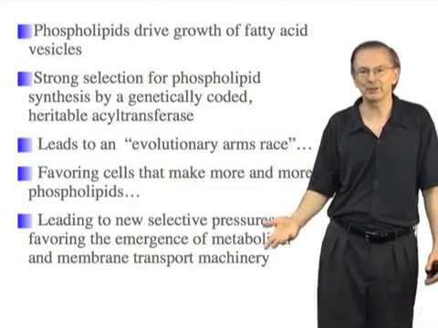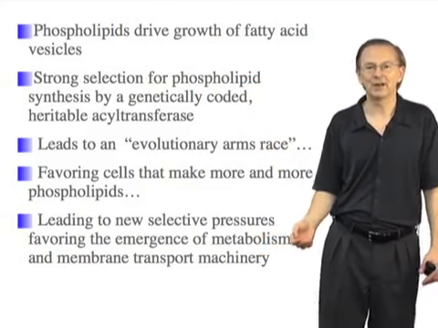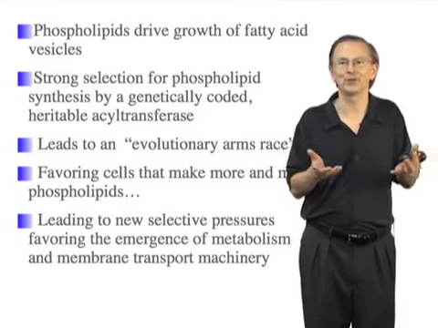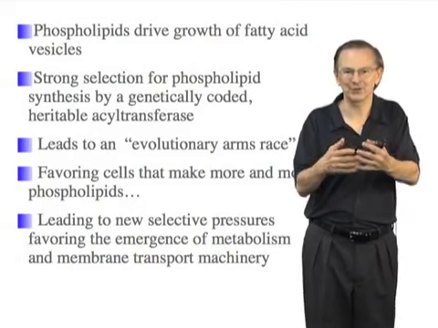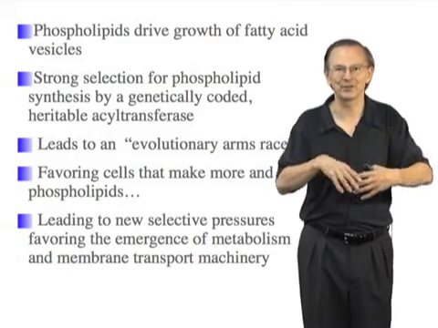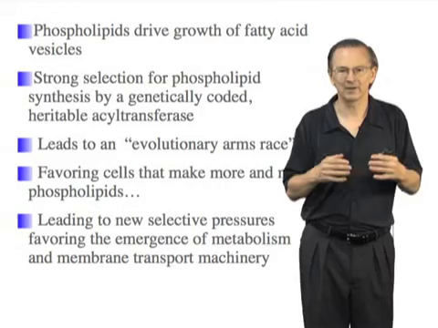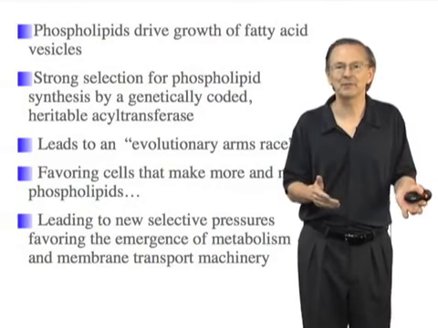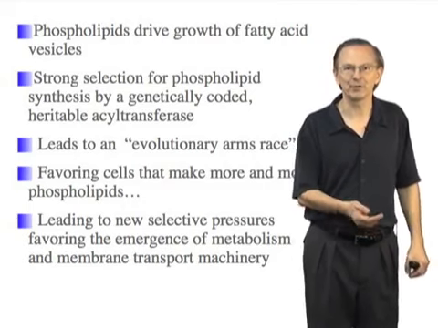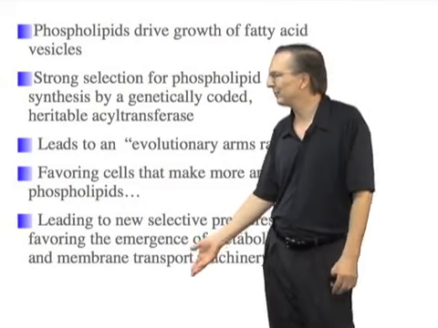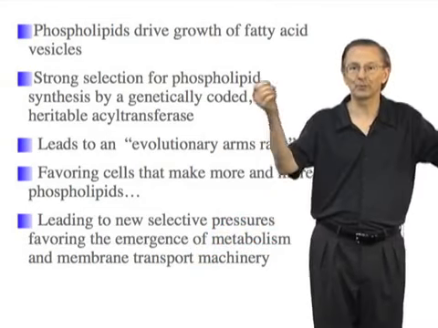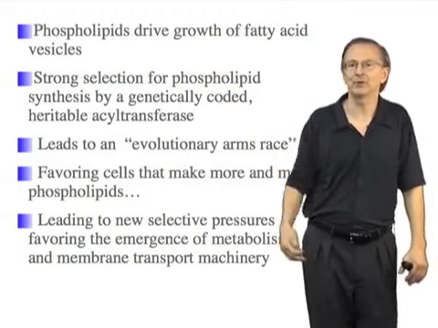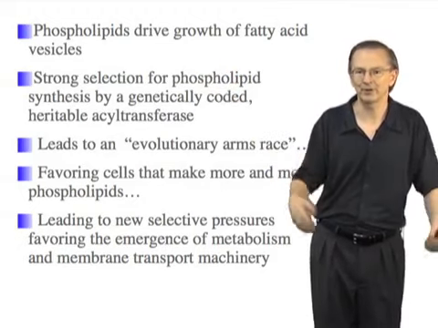And eventually that would lead to new selective pressures favoring the emergence of metabolism, because now it's actually useful to have internal metabolic reactions because you get to keep the molecules you make instead of having them just leak out, since the phospholipid makes the membrane less permeable. At the same time, there would be selective pressures for the emergence of transport machinery, which would help you absorb molecules that you still want to have access to from the environment, or release molecules that you want to get rid of, so waste products.